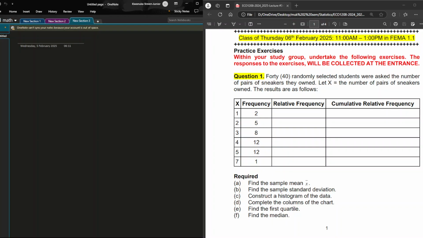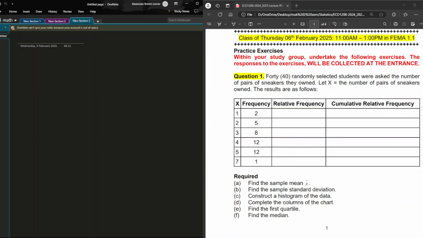40 randomly selected students were asked the number of pairs of sneakers they owned. Let X equal the number of sneakers they owned. The results are as follows. Then we are told to find the sample mean, standard deviation, and histogram. So how do we go about that?